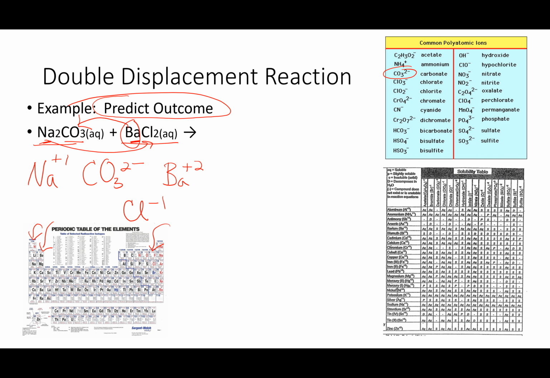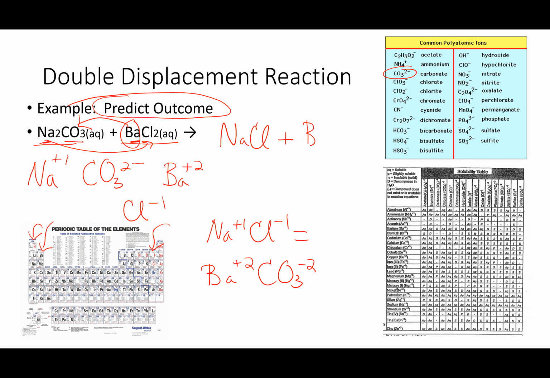So what's going to happen? Well, sodium +1 is going to bond with chlorine -1. One of each is going to give me sodium chloride, and then barium +2 is going to be with carbonate -2. One of each is going to give me barium carbonate. Which one is going to be aqueous and which one is going to be my solid precipitate? I'm going to use my chart here to predict solubility.